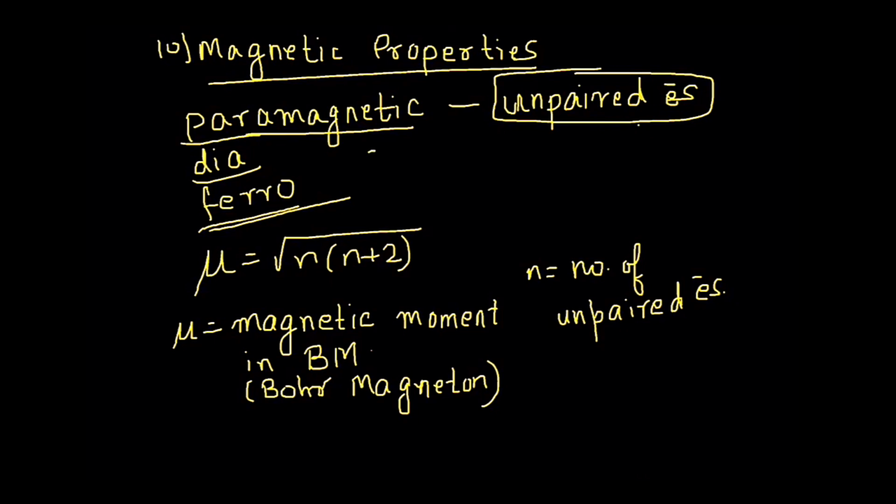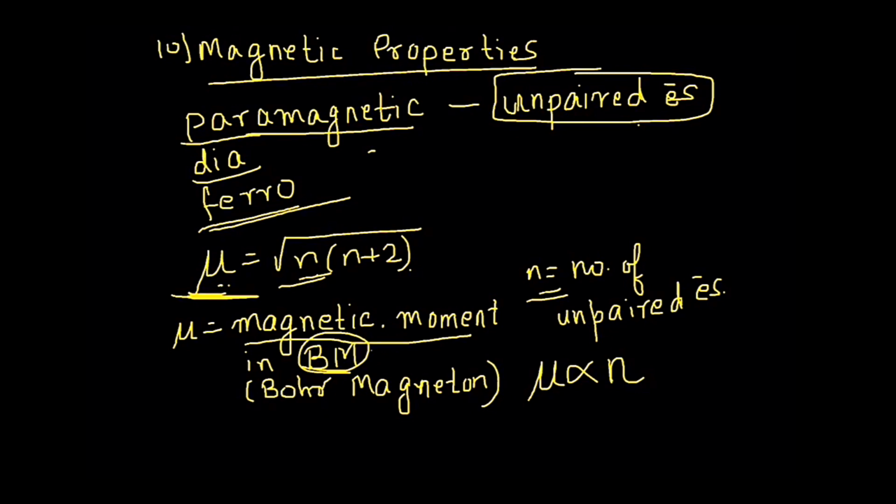How do we measure it? We measure it in terms of the spin angular momentum, what is called as the magnetic moment in this particular formula. Mu is equal to the square root of n into n plus 2. What does this n stand for? The number of unpaired electrons. Mu is the magnetic moment. Its unit is Bohr magneton, BM. As you can clearly see, mu and n are directly related to one another. So more the number of unpaired electrons, more will be the magnetic moment and greater will be the paramagnetic character.